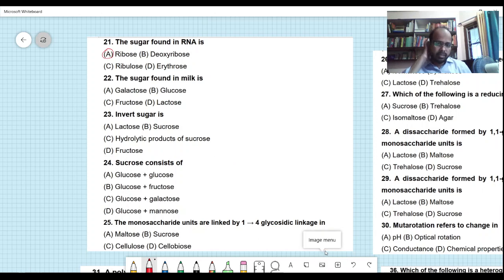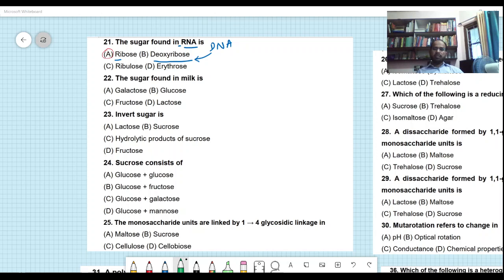We have deoxyribose, ribulose, and erythrose. So the sugar that is found in RNA is ribose. And if it was DNA, then you would have had deoxyribose as the right answer. That is what D stands for, and here R stands for ribose. Okay, that is it. The next is the sugar that is found in milk.